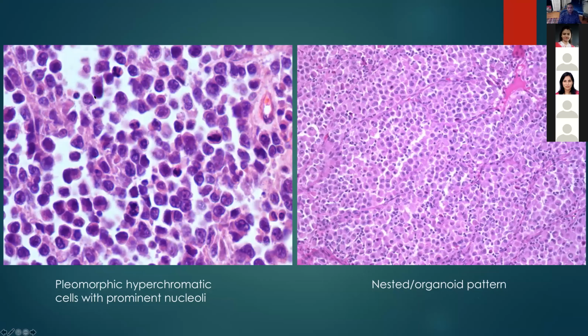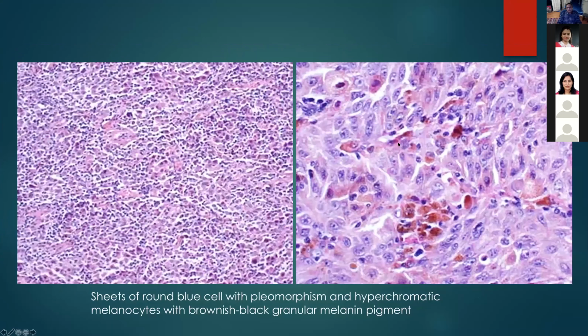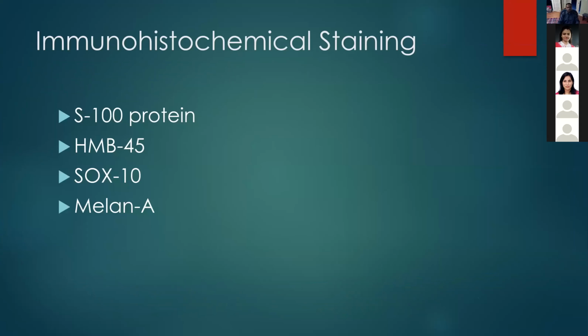And I'll show you one more example. Here is a sheet of round blue cells. Look at that. Pleomorphism, hyperchromatic melanocytes, and look at these aggregates of melanin. If you see melanin, your diagnosis is made. It's not that difficult. So how do you stain melanoma? Through S100, HMB45, or SOX10. This is a new stain that we have been using quite a bit. It's much more sensitive and specific for melanocytes than S100. Okay, and of course, Melan-A.